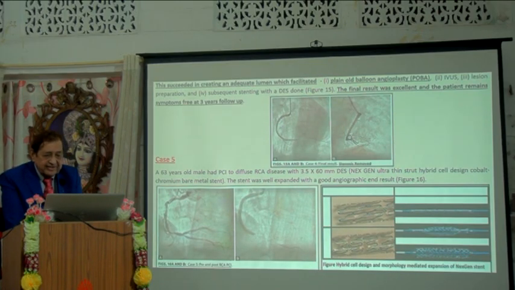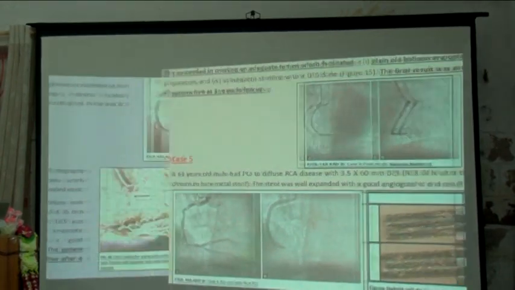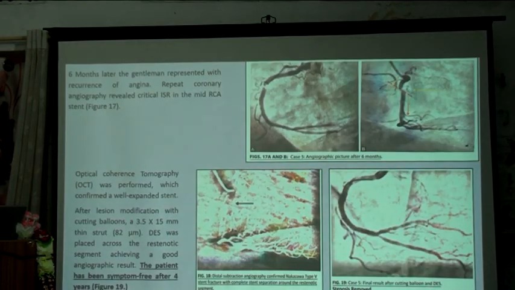The stent was well expanded with a good angiographic end result. Here you can see in the last figure downward the hybrid cell design and morphology-mediated expansion of the NextGen stent. Six months later, the gentleman represented with recurrence of angina. Repeat coronary angiography revealed critical ISR in the mid-RCA stent. In Figure 17 you can see.